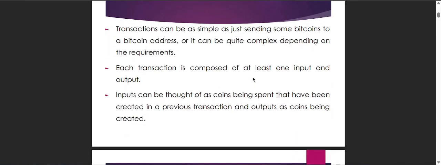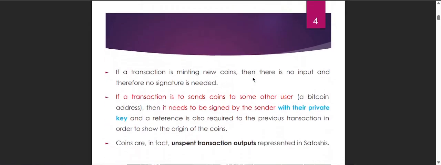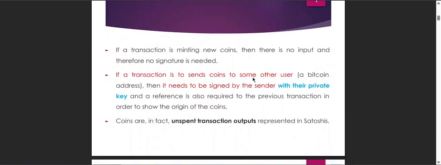So coming back, next, how is this transaction happening? If a transaction is minting new coins, there is no input and no signature needed. For instance, if a transaction sends coins from some other user's Bitcoin address, then it needs to be signed by the sender with their private key.